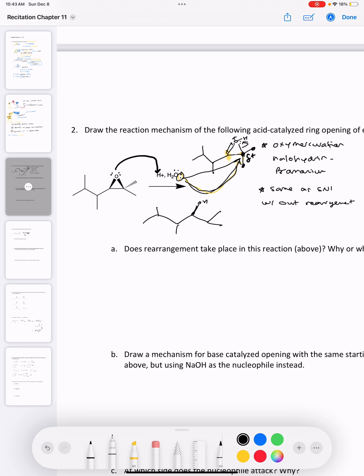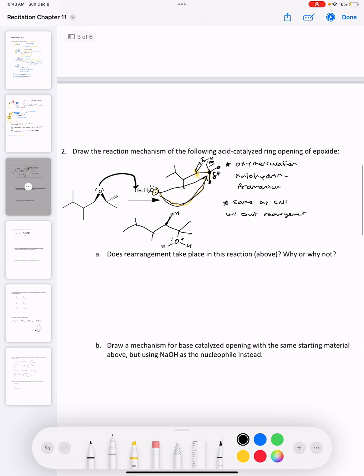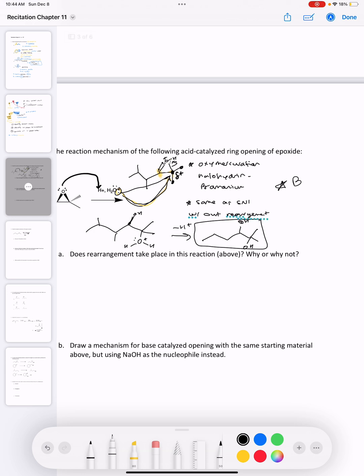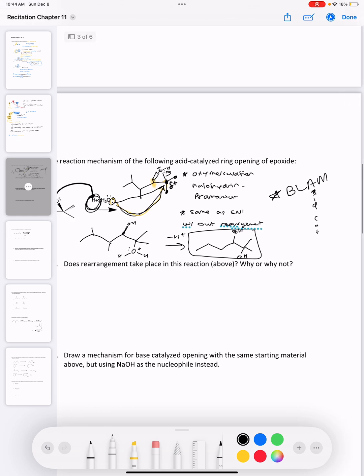The 2 methyls that were already there stay there, and then you get an oxygen, and it's 2 hydrogens. Now this is 3 bonds to oxygen because of the formal charge. It's positively charged, so we get this structure, and then it will deprotonate, and you get an OH here and an OH here. So that's the overall reaction mechanism. You get this structure. This is the kind of reaction I use BLAM for, and that's if it's acid catalyzed. If it's acid catalyzed, which this one is, that little bit of acid catalyzes the reaction, then the nucleophile attacks the most substituted side.